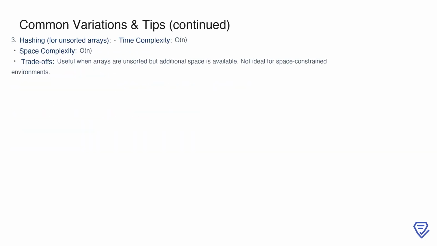Finally, let's talk about an alternative approach that can be particularly useful for unsorted arrays: hashing. By using a hash set, you can achieve a time complexity of O(n), while the space complexity is also O(n). This method is effective when the input array is unsorted, and you need a quick way to track missing numbers. However, it's not ideal for situations where memory constraints are tight, as the additional space required for the hash set can be significant. Each of these approaches, brute force, binary search, and hashing, has its own advantages and trade-offs, so it's important to choose the right one based on the problem's constraints and the given input.